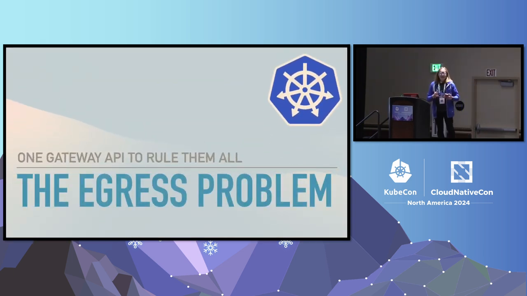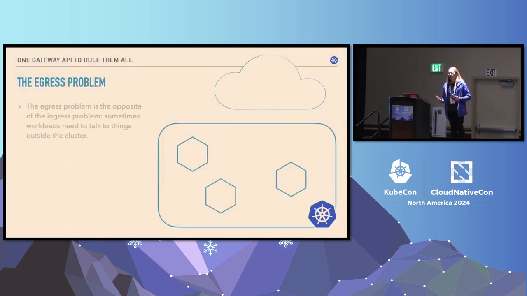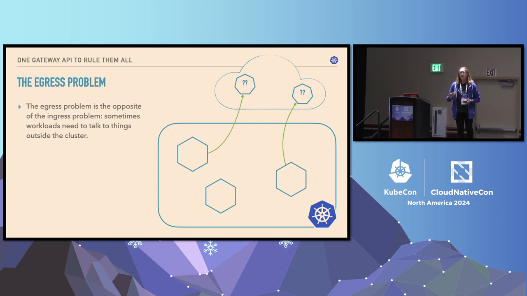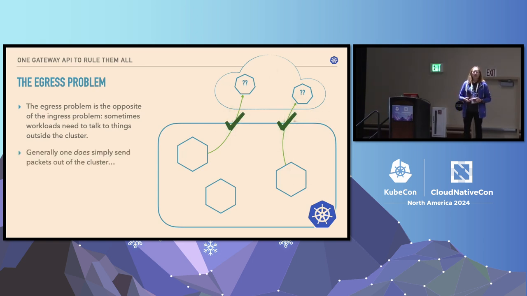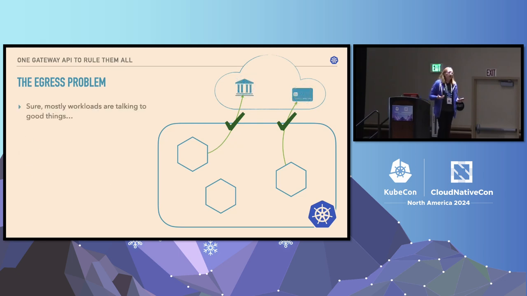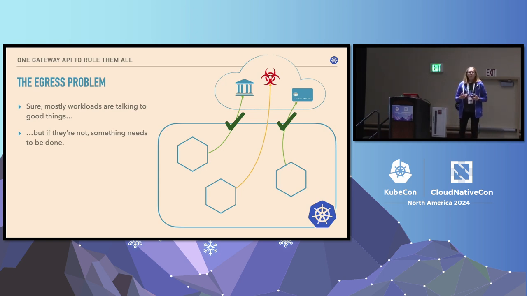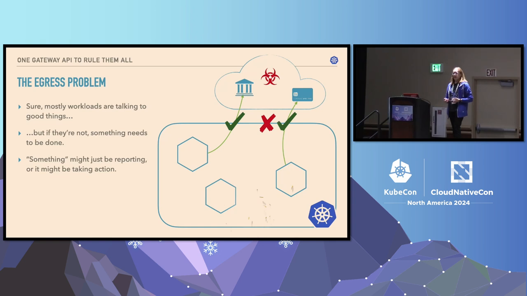So the egress problem is kind of the opposite of the ingress problem, where sometimes you also have workloads in your cluster that need to talk to things outside your cluster. And generally, one does simply send packets outside the cluster. This is allowed, for the most part. And in fact, that is the egress problem. Because for the most part, your workloads will be talking to things that they should be talking to. Maybe they're talking to your payment processor, or they're talking to your bank, or they're doing good things like that. If they decide to not do good things, we would like to be able to do something about that, right? Where doing something might mean several things.